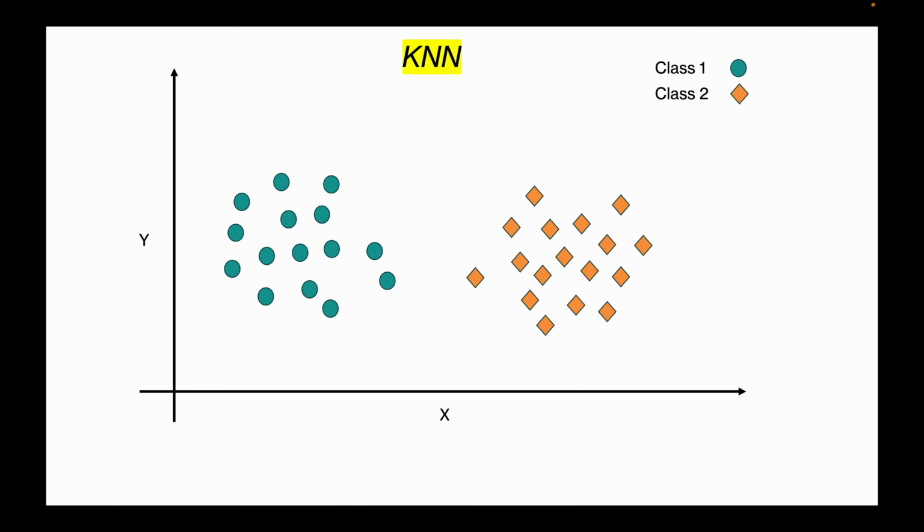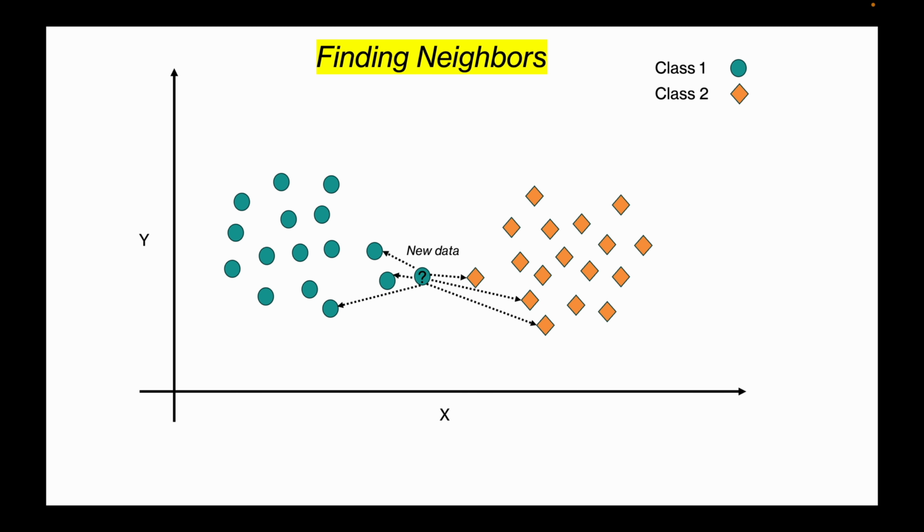Let's see an example of KNN. Suppose we have clusters of data like this. Here are two types of data, blue circles and orange diamonds, which are labeled as class 1 and class 2. Now, if we have new data like this and we have to find out which class it belongs to, we have to find its nearest neighbors as shown in the figure. To calculate the nearest neighbors, we have different types of distance metrics, which I will discuss later on.